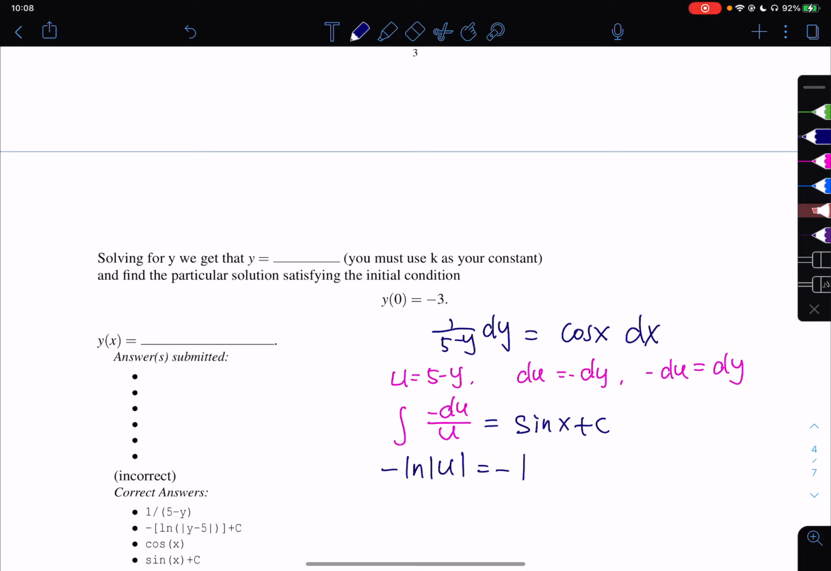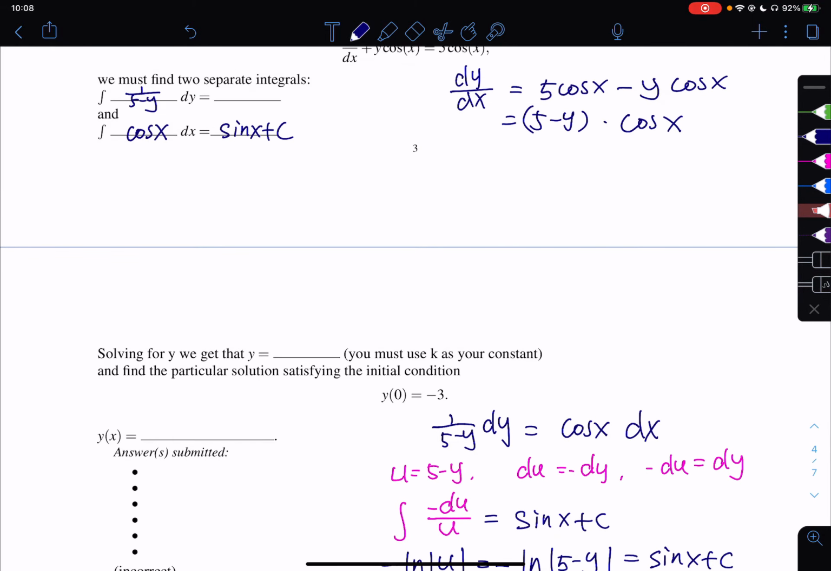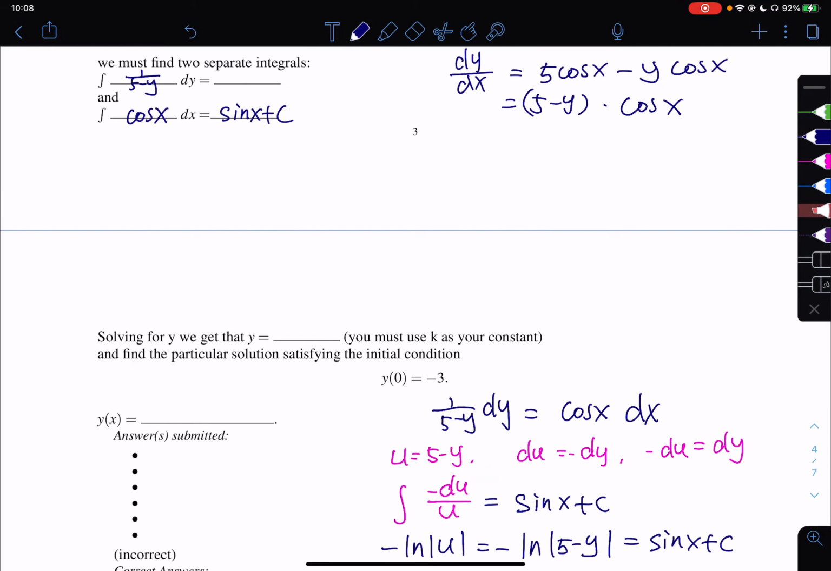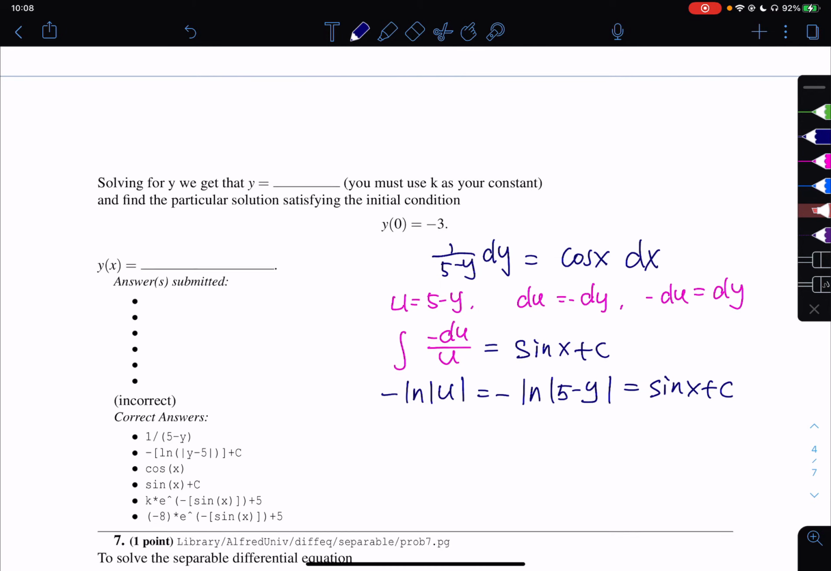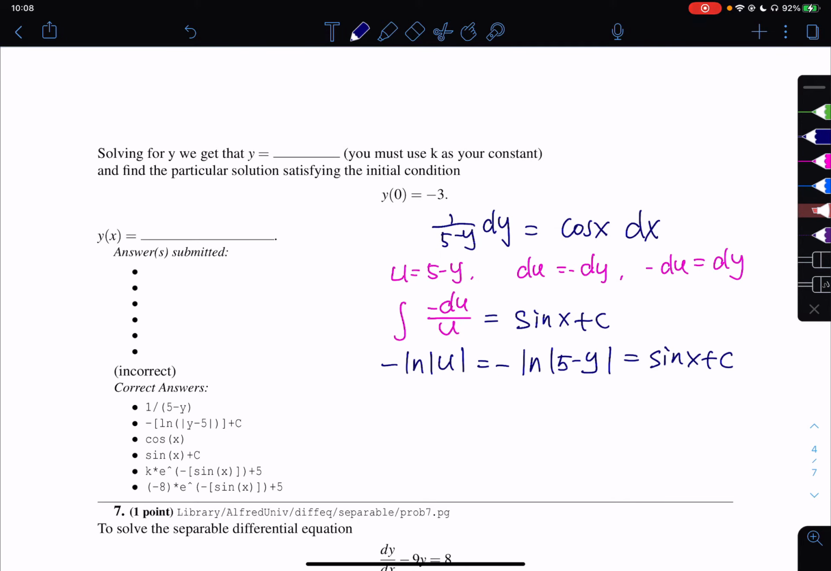In other words, negative absolute value of 5 minus y equals sine x plus c. So I can type in my answer directly here, which is negative natural log of 5 minus y plus c. So that is to say I'm solving my y by putting those two pieces together.